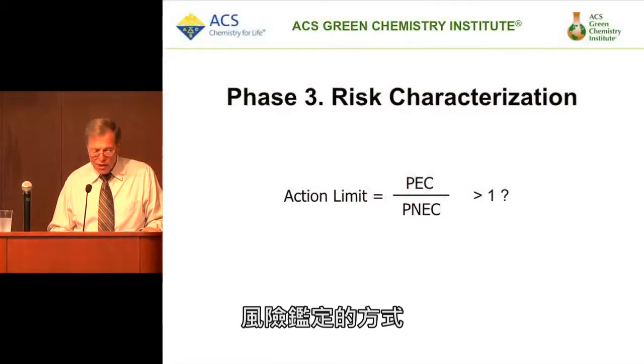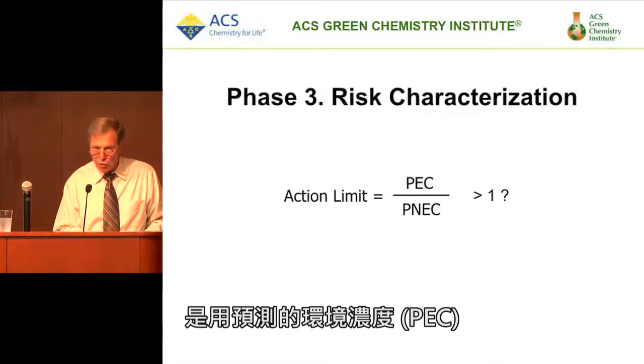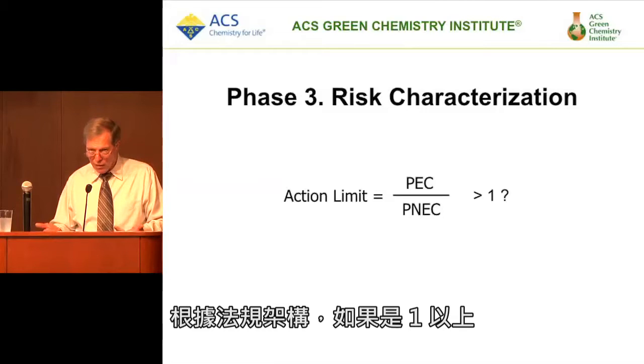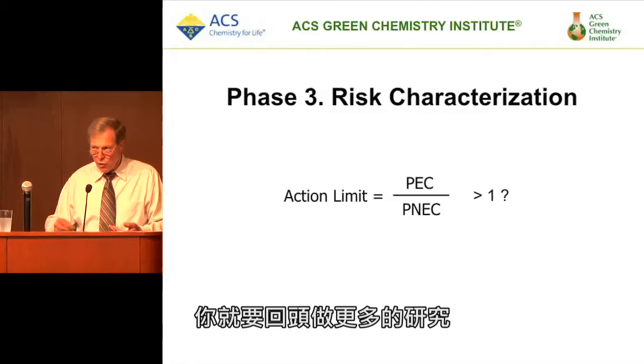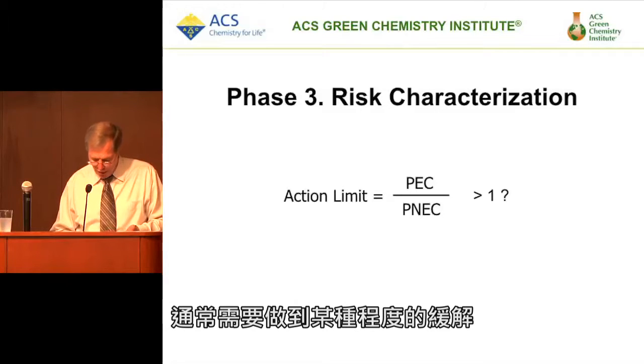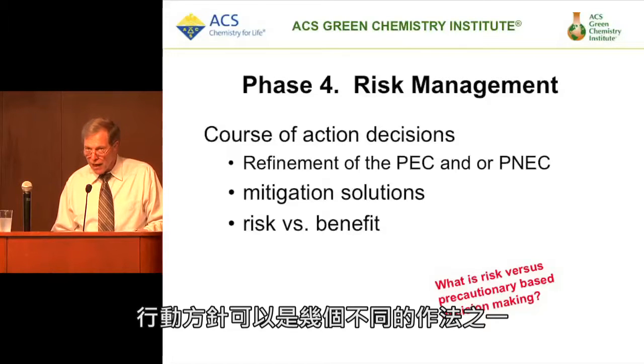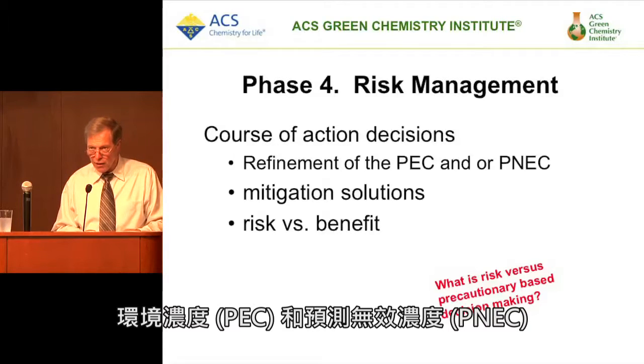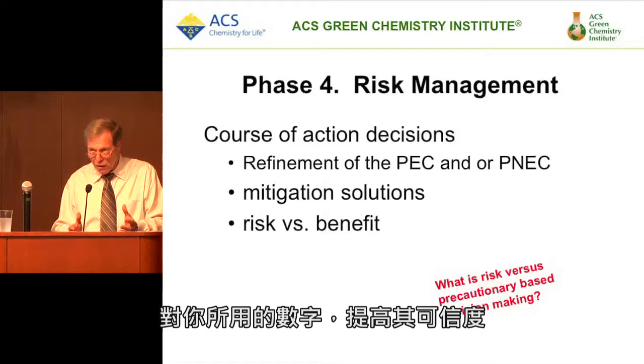And then the risk characterization. The way this works is you divide your predicted environmental concentration by your predicted no effect concentration. If it's 1 or greater, depending on the regulatory framework, you may have to go back and do additional studies. There's some kind of mitigation that's typically required. And the course of action could be one of several different routes. You could try and refine either the environmental concentration or the no effect concentration to build a higher level of confidence around the number you're using.